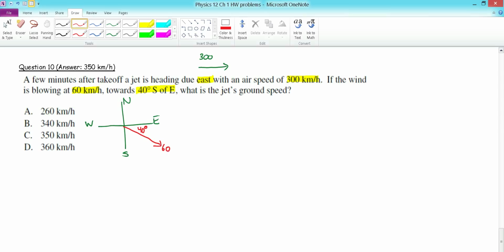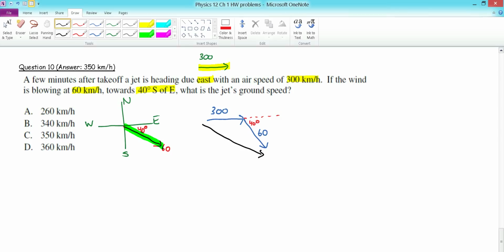This would be 60. All right, so what we're going to do is we're going to add those two vectors. So here's my first vector here in yellow, 300, and this is my other vector in green, the 40 degrees south of east. I'm going to simply add those two vectors. There is my first vector, which has a magnitude of 300 kilometers an hour, and here is my other vector, which is going at 60 kilometers an hour. And I just want to say that this would be 40 degrees, and I'm looking for my resultant, which would be from start to finish.